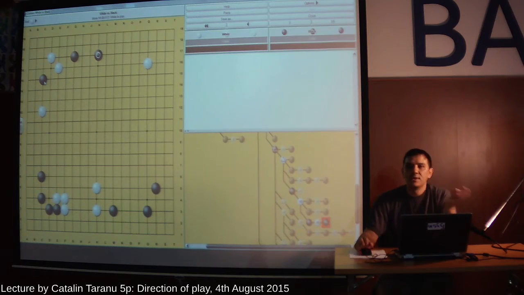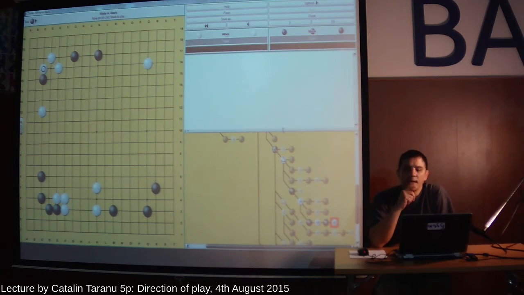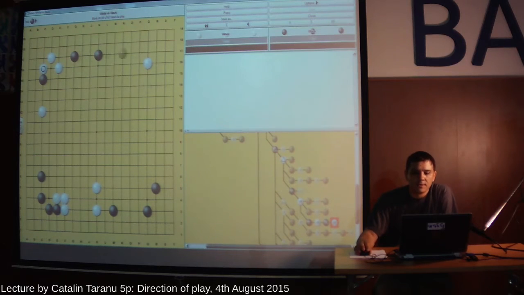Because the left side was not interesting to begin with, black is ready to play this kind of, well, more or less sacrifice style, and let white play in this area, and then black develops on the better areas of the board.